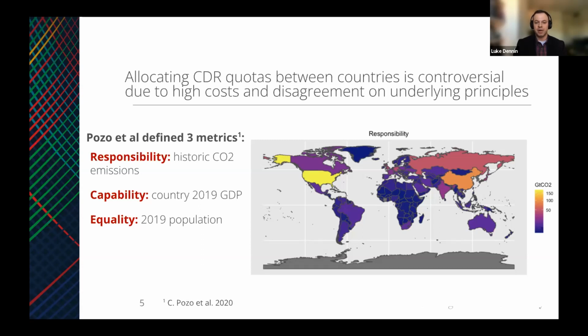The first is responsibility, which is shown in the map here on your right-hand side, and it assigns CDR quotas based on historic levels of emissions. The next principle is capability, which takes a different approach in allocating based on GDP, representing a country's ability to pay. The last is equality, which considers that everyone will benefit equally from these efforts and therefore allocates based on population counts of countries. Next slide, please.